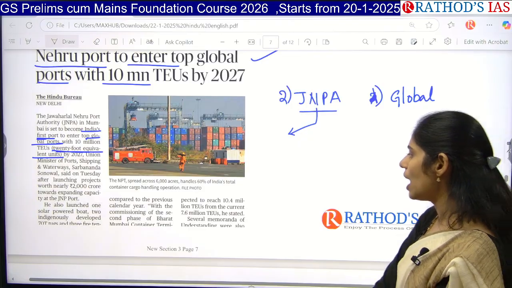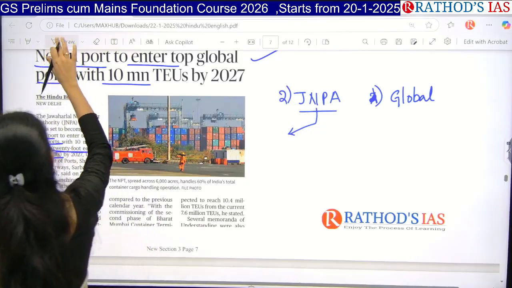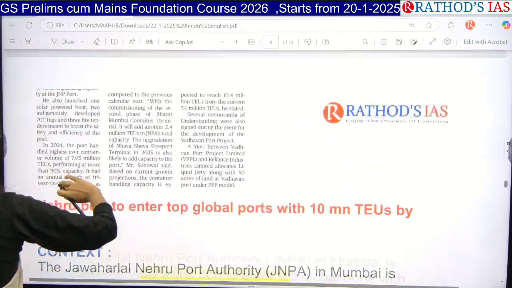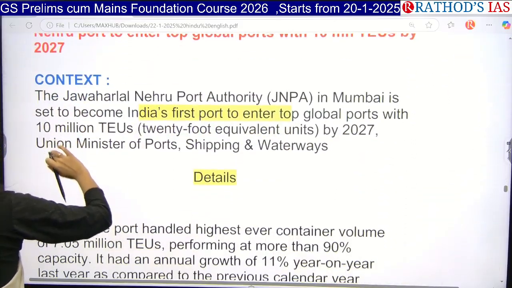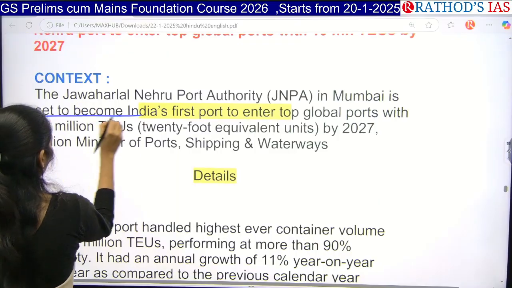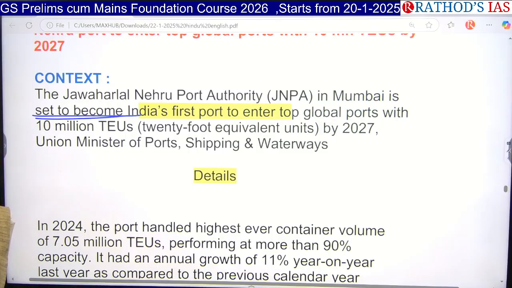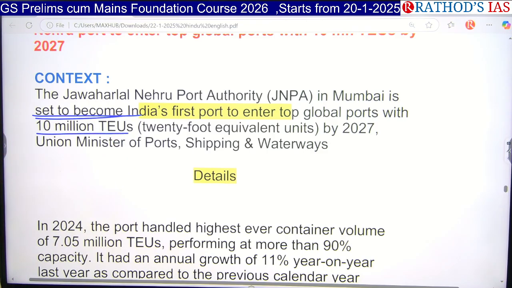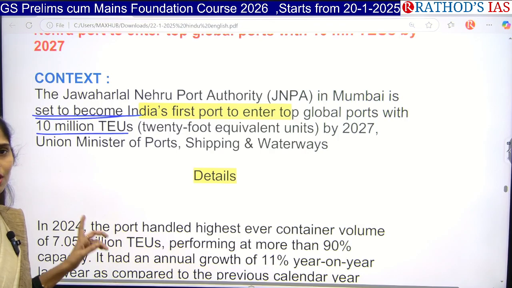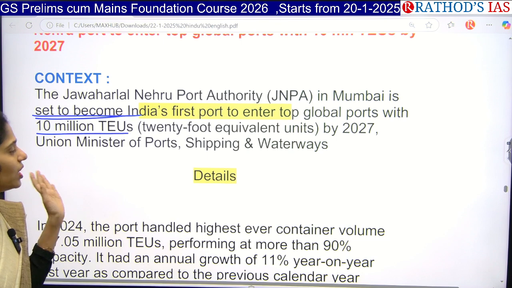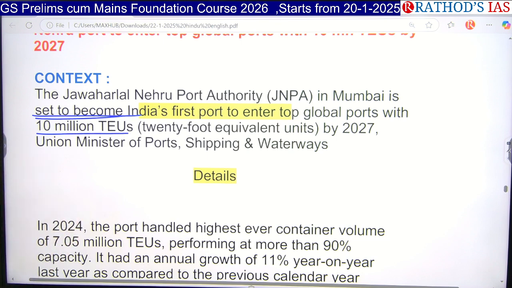Now let us see the context clearly. This article is saying that the Jawaharlal Nehru Port Authority in Mumbai is said to be India's first port to enter the top global ports with 10 million TEU, that is twenty-foot equivalent units, by 2027. This is a statement given by our Union Minister of Ports, Shipping and Waterways.